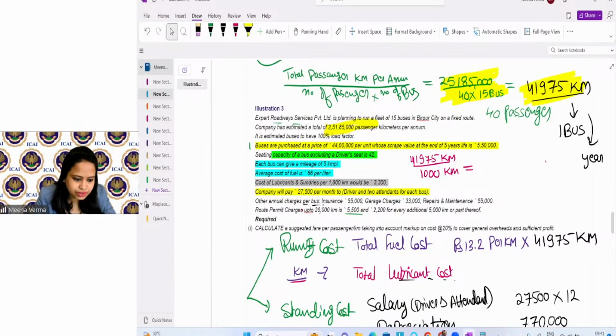All right. Okay. So accordingly, we will incur here the cost of lubrications. All right. Is there any doubt? Do you have any doubt here?